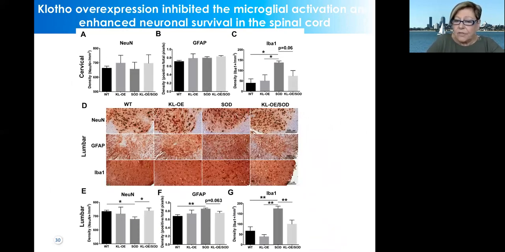And when we looked by immunohistochemistry in cervical and lumbar spinal cord in these mice, first of all, the most striking results are the IBA, or the microglia. You can see the SOD have a lot, Klotho overexpressing and wild type have less, but the doubly transgenic have a big decrease in the amount of inflammation in the form of activated microglia. We also see this with GFAP, almost significant. And we also see a loss of the neurons that is completely reversed in the presence of Klotho.